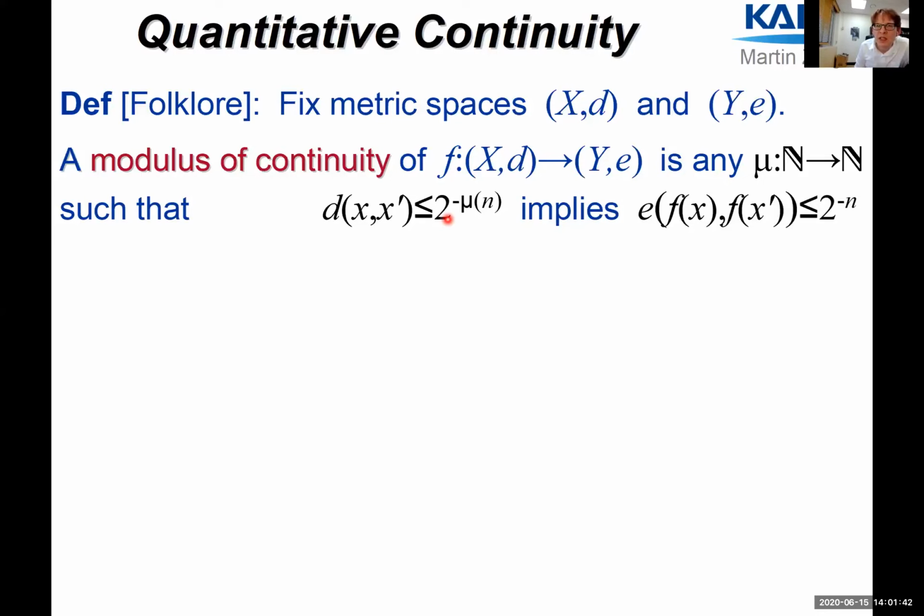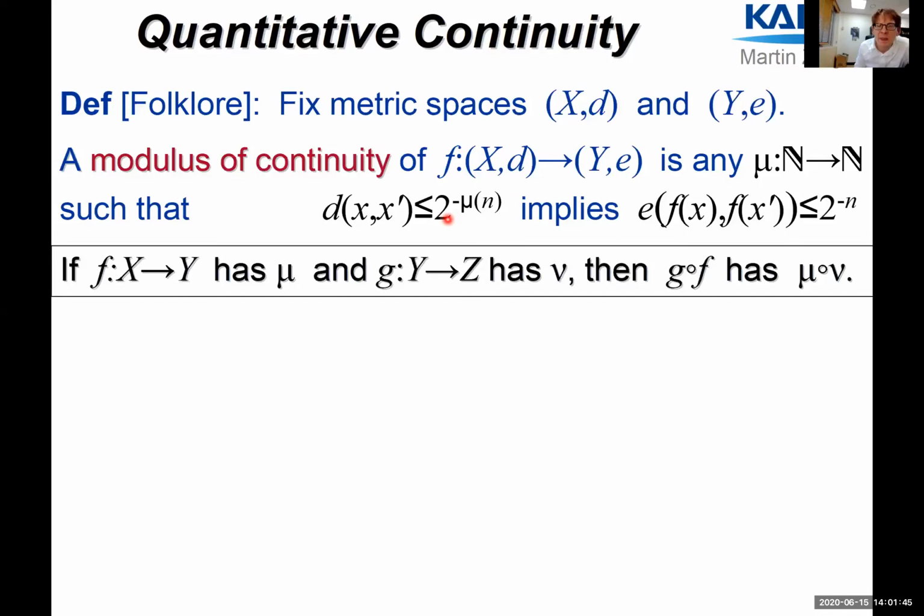x, these are the functions that have large modulus of continuity. And as qualitative continuity is closed under composition, so is also this quantitative strengthening. When f has modulus mu and g has modulus nu, then the composition first f then g has modulus the composition first nu then mu. And observe that here the orders are changed. So we first apply f and then g, but we first apply the modulus of continuity of g and then the modulus of continuity of f.